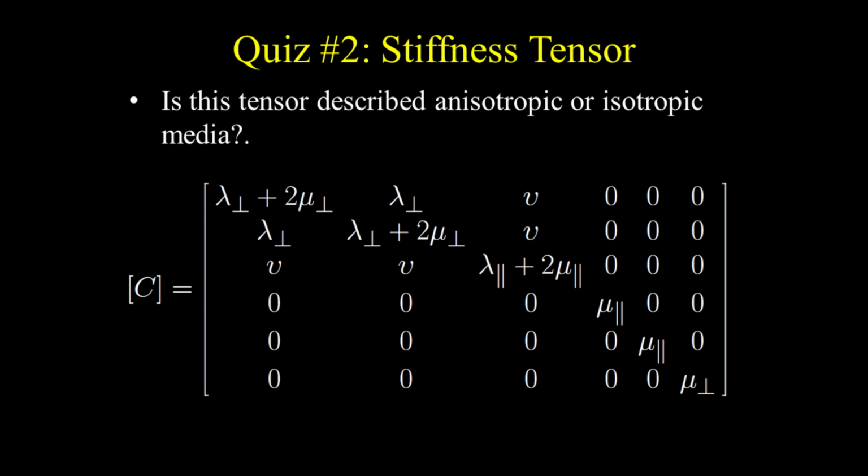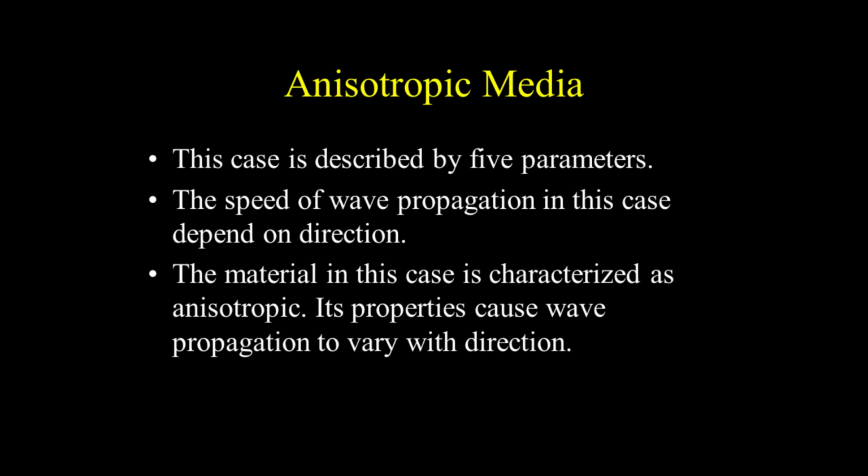Let's take another quiz. Is this tensor shown here described anisotropic or isotropic media? Here is the answer. We have anisotropic material. This case is described by 5 parameters. The speed of wave propagation in this case depends on direction. Again, the material in this case is characterized as anisotropic. Its properties cause wave propagation to vary with direction.